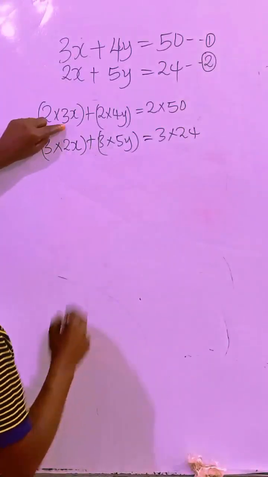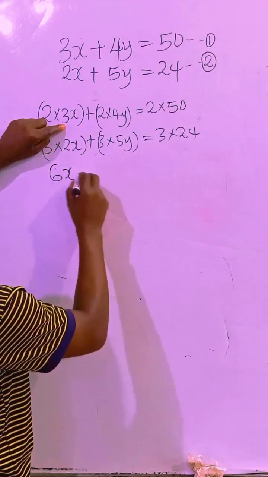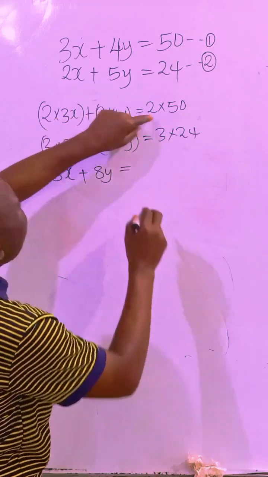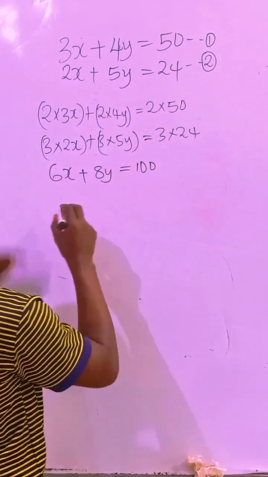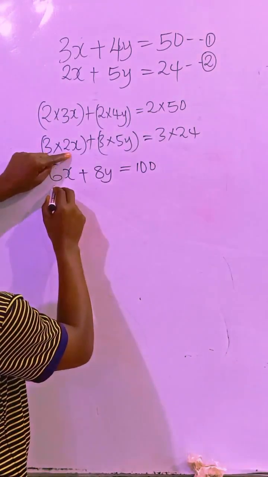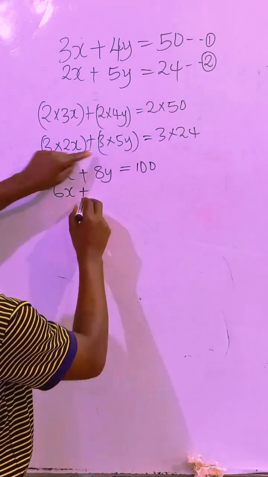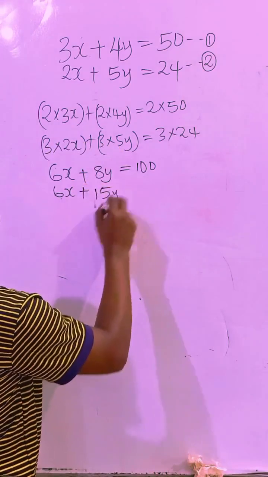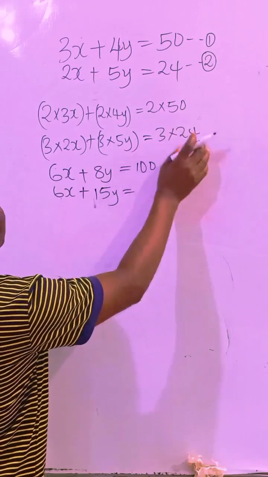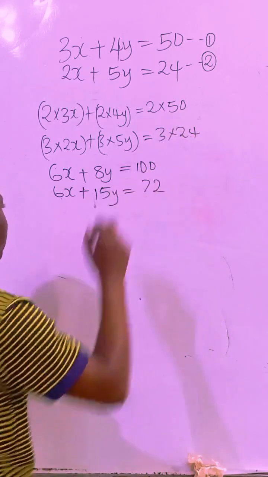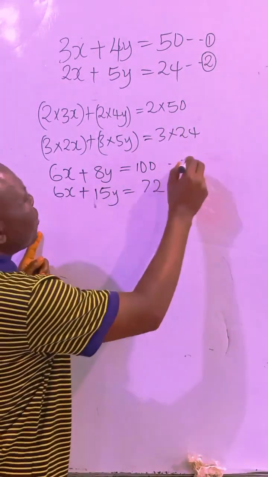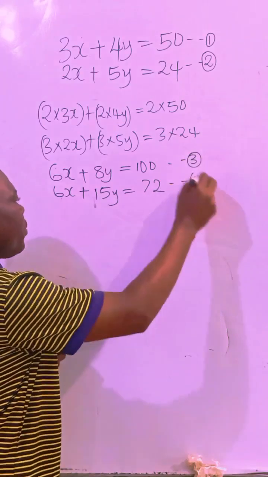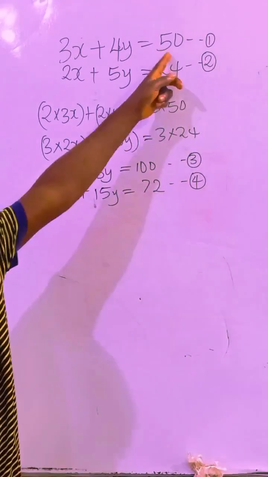And we have 2 times 3x will give us 6x, plus 2 times 4y will give us 8y, equal to 2 times 50 will give us 100. Then 3 times 2x will give us 6x, plus 3 times 5y will give us 15y, equal to 3 times 24 will give us 72. Okay, having reduced it, this becomes equation 3, and this is equation 4. Okay, but actually they are still the same.